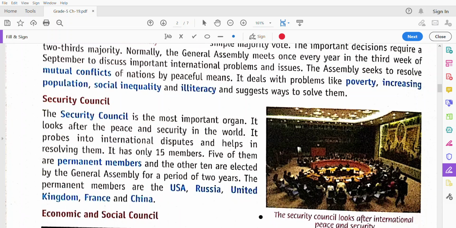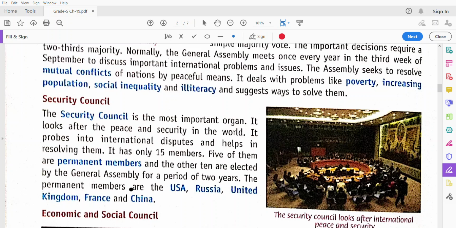Then comes the Security Council. The Security Council is the most important organ. It is related to creating peace and security in the world, and it also discusses disputes between two countries or among countries to settle those disputes. It has only 15 members, and 5 of them are permanent members, and the other 10 members are elected by the General Assembly after 2 years.